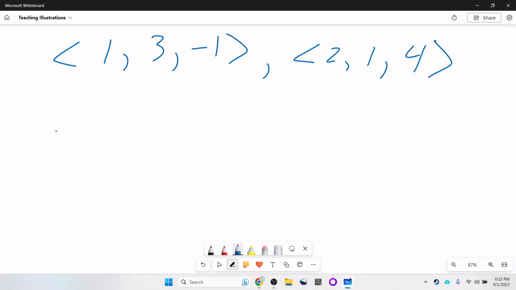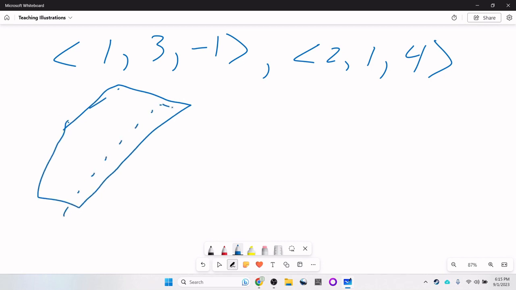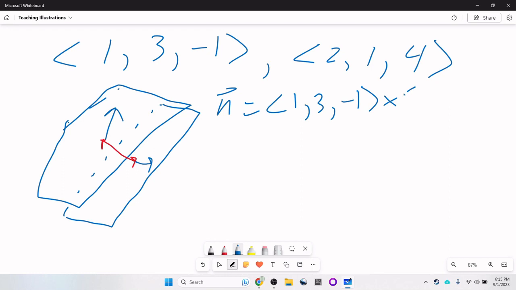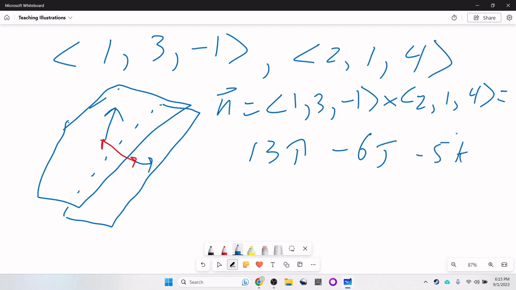That is to say, we've got two parallel planes like before. There is a normal vector between them. It's perpendicular to both of them. Well, if the first vector is in this plane, and the second vector is in this plane, this normal vector must be perpendicular to both, so we can find it by doing the cross product. So the normal would be the cross product here. At this point, I'd say you can work the cross product on your own. It should give you 13i minus 6j minus 5k. That's a cross product.